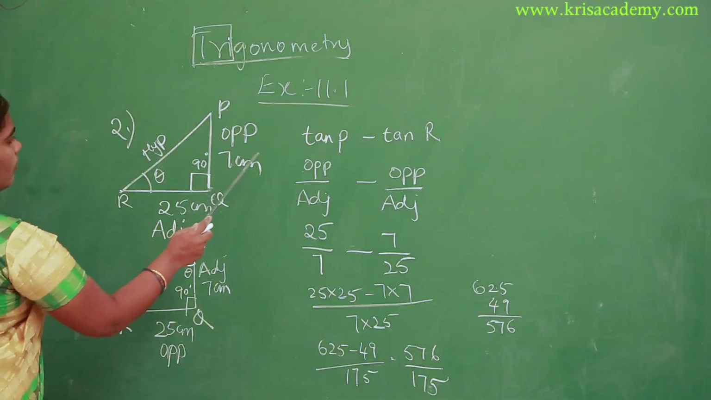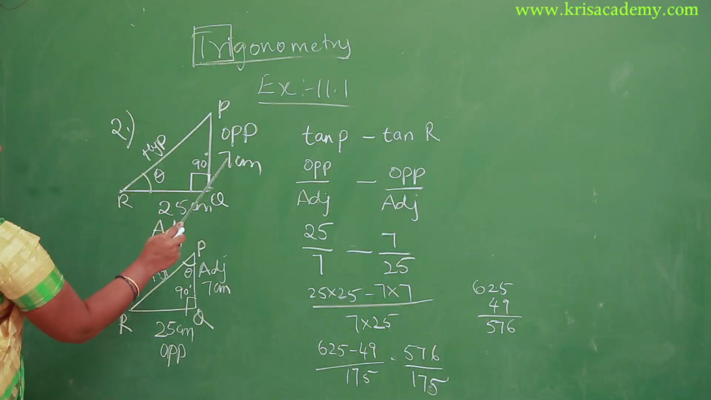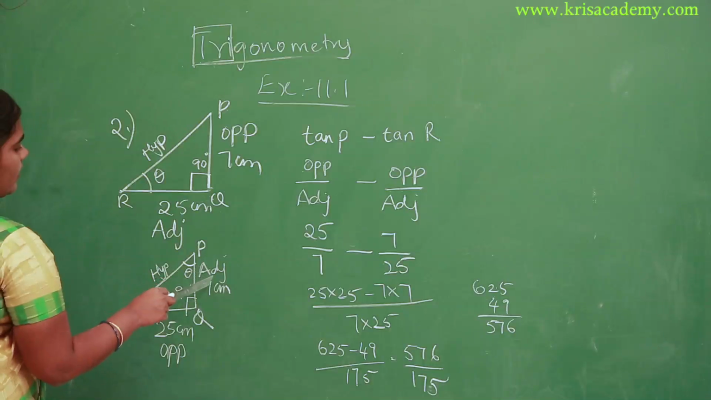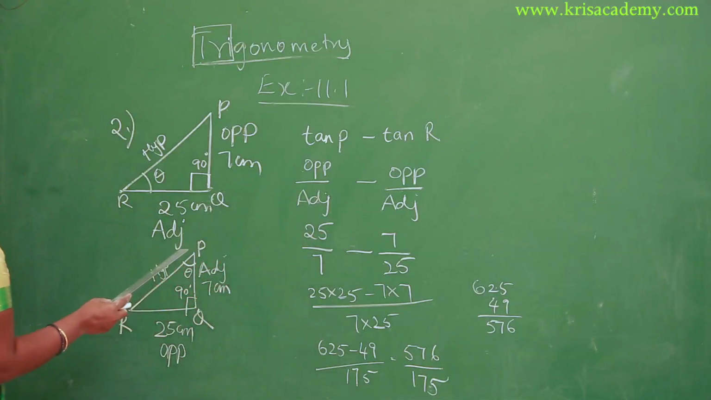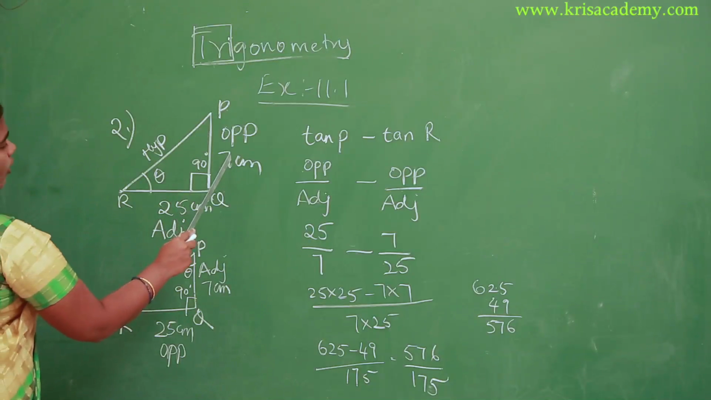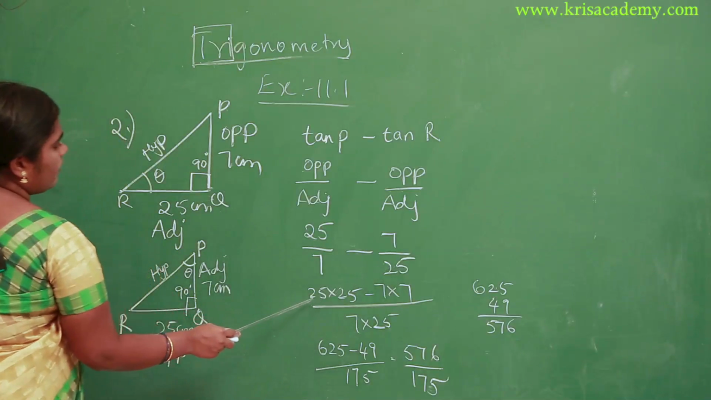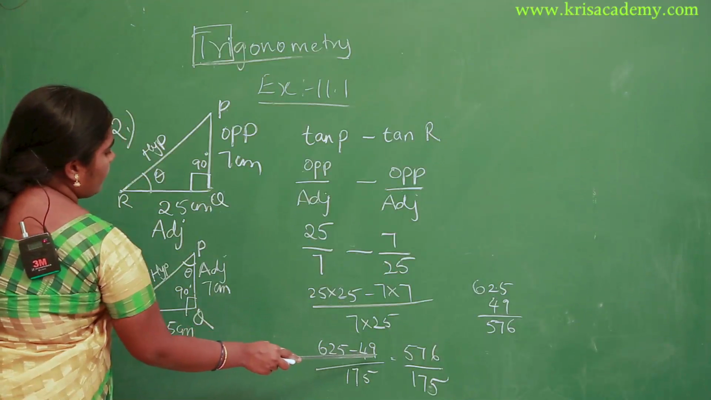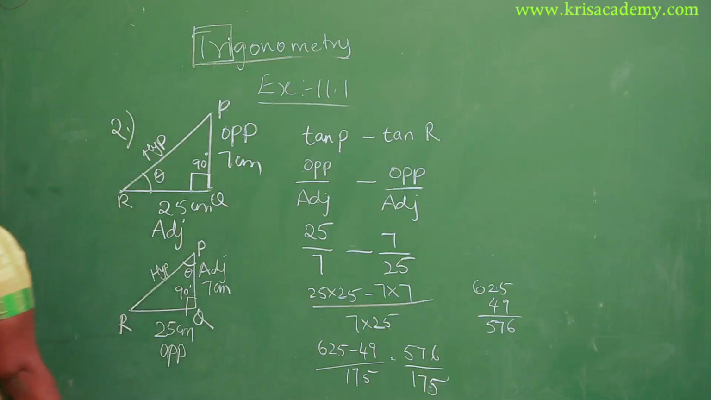In the same way here also, tan R, the angle is theta degrees, PQ is 7 centimeter, RQ is 25. So here opposite is 25, here adjacent is 7. So 25 by 7 minus, here it is 7 by 25. Tan R is opposite by adjacent, so opposite is 7, adjacent is 25. So 25 25s are 625, 7 7s are 49. So 625 minus 49 is 576 by 175.